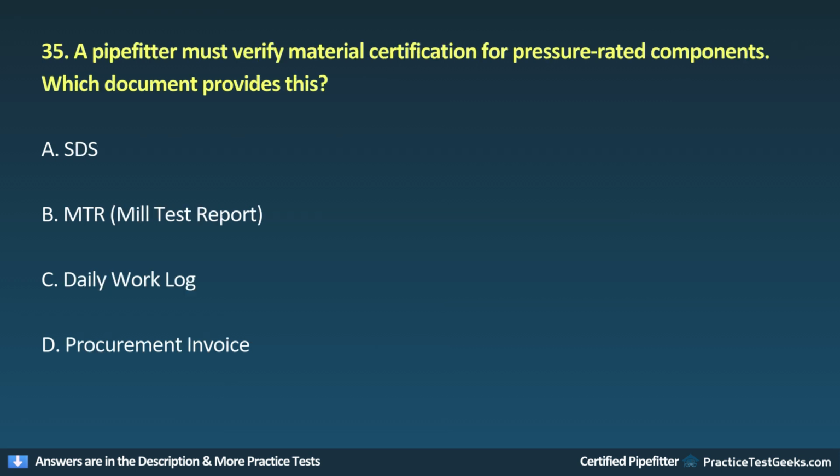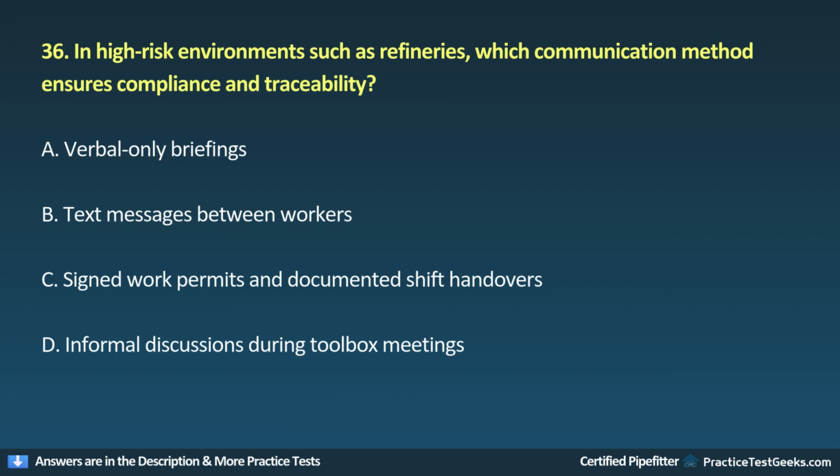35. A pipe fitter must verify material certification for pressure-rated components. Which document provides this? A. ESDES. B. MTR, mill test report. C. Daily work log. D. Procurement invoice.